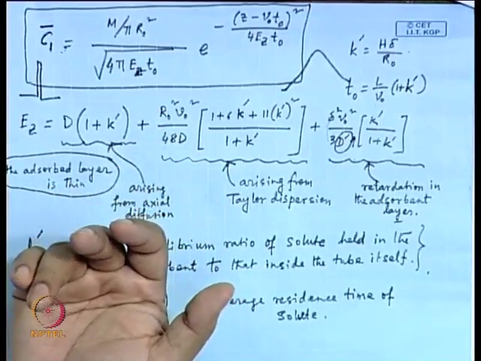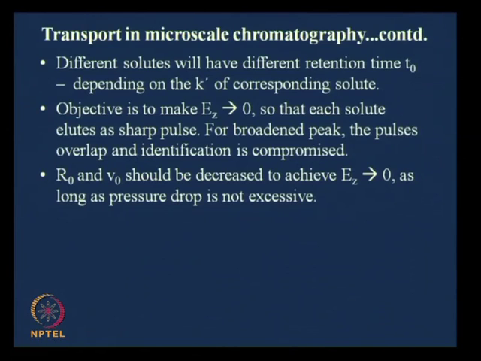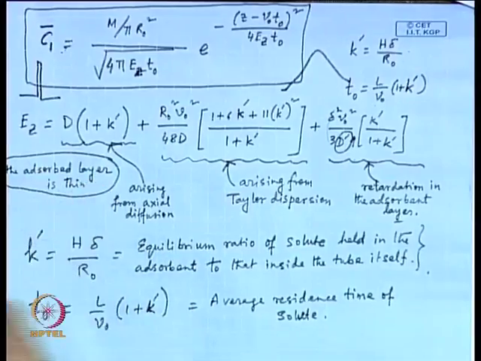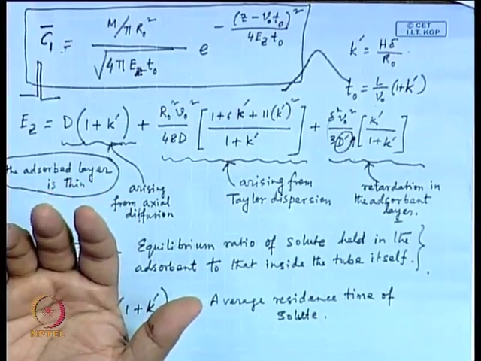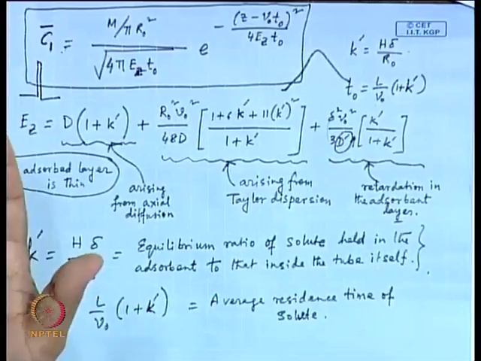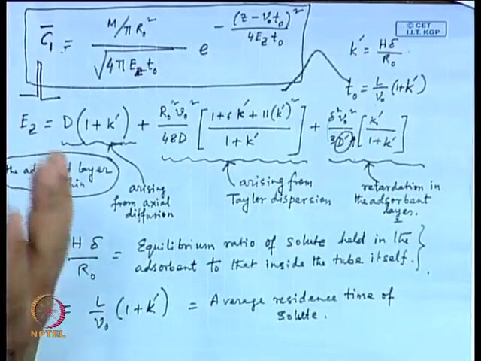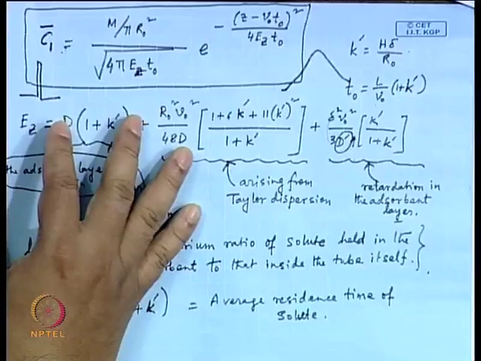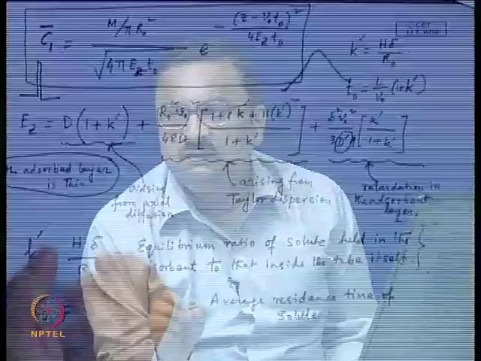R naught and V naught should be decreased to achieve Ez tending to 0, as long as pressure drop is not excessive. Now, if V naught is reduced, the pressure drop would be less, but if R naught is also reduced, then that will have an adverse effect on the pressure drop. So, the system has to be designed appropriately, but at least from the dispersion's point of view, these are the terms and this is the type of dependence you have as far as the broadening of the peak is concerned.